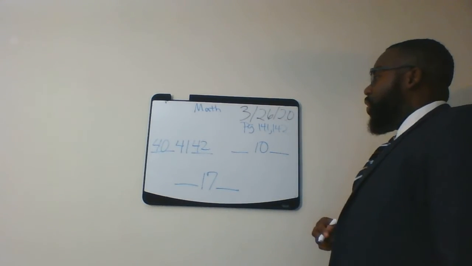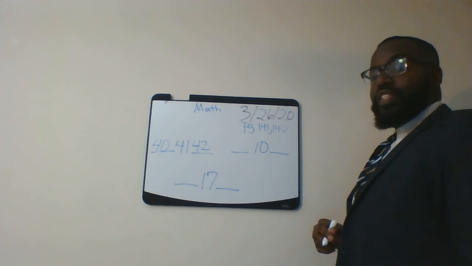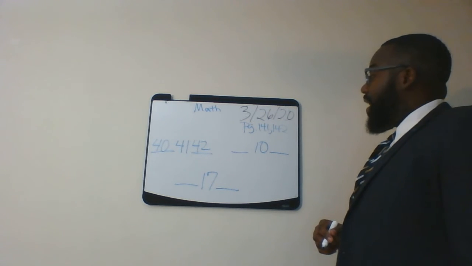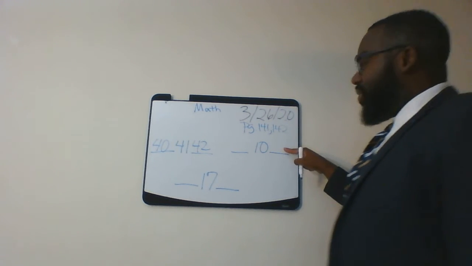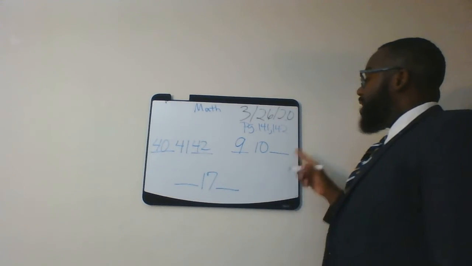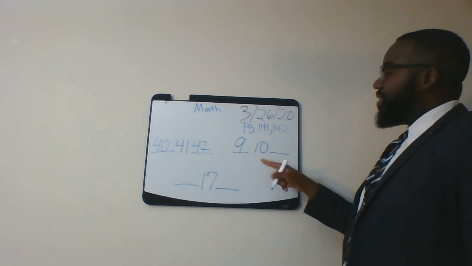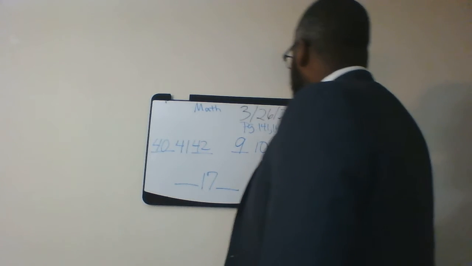42. Let's go over to 10. What number comes before 10? 9. That is correct. So would I put 9 right here? No, 9 wouldn't fit right there. It will go right here in this blank. So what comes after 10? 9, 10. Good job. 11.